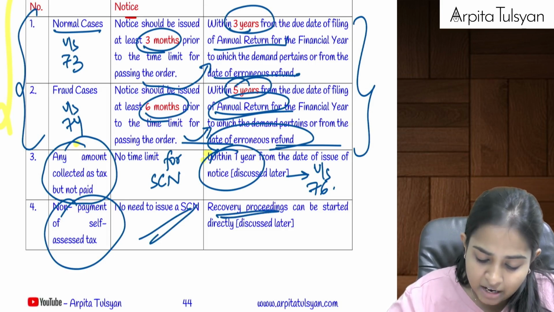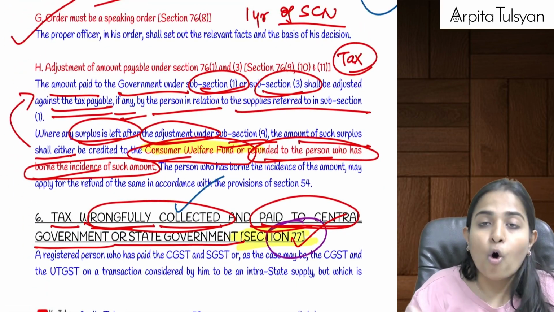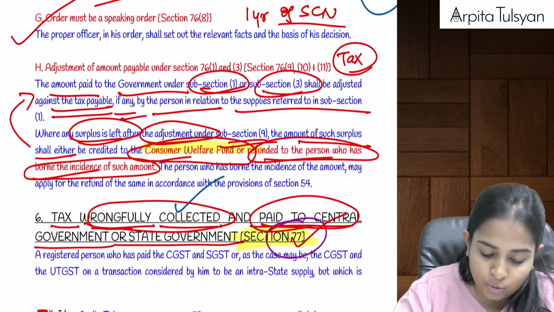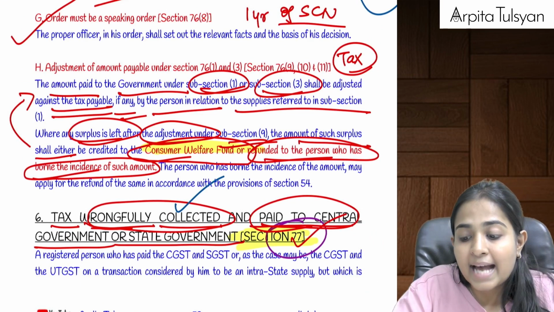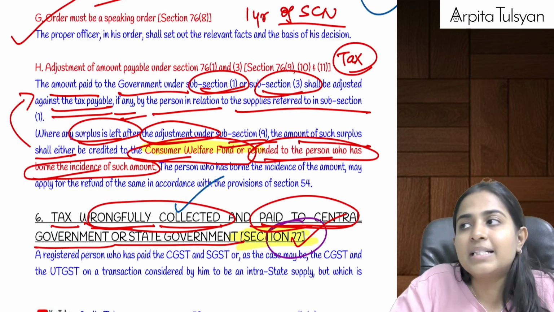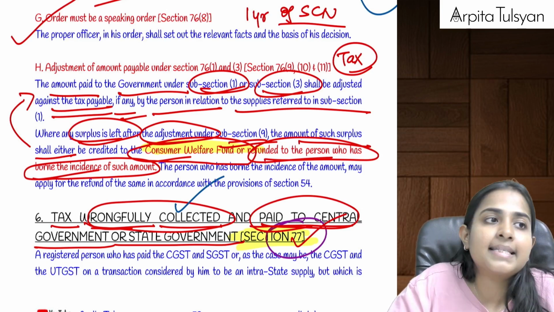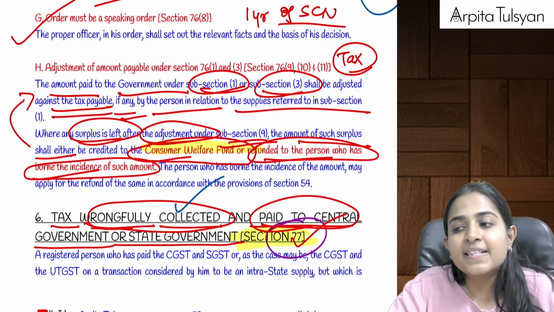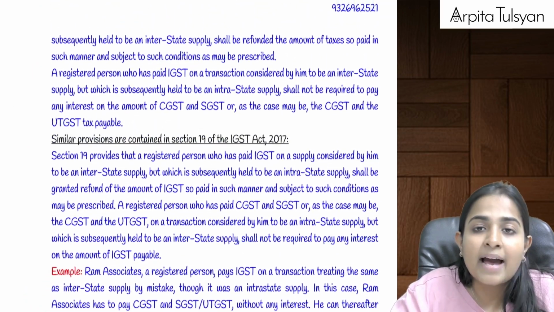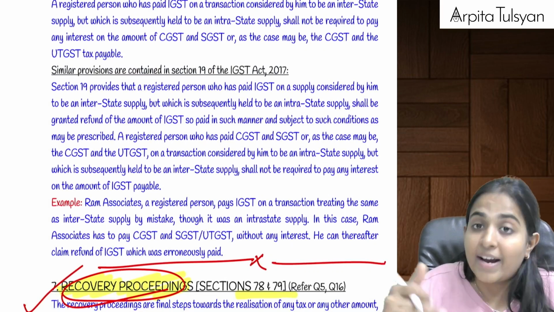Then after that let's go to section number 77. Section 77 talks about tax wrongfully collected and paid to the central government or state government. Let's say you have collected something as interstate supply, that is, you would have collected IGST and paid IGST to the government, but later we come to know that this is intrastate supply. Then you should have collected CGST and SGST and paid it to the government. Or vice versa can happen.